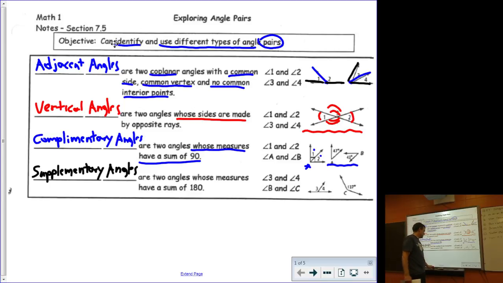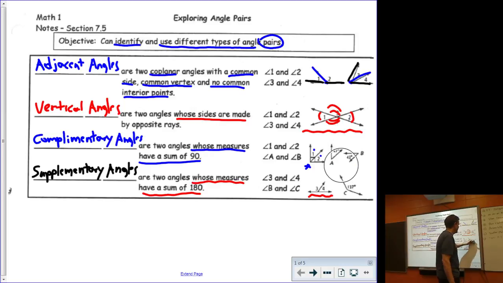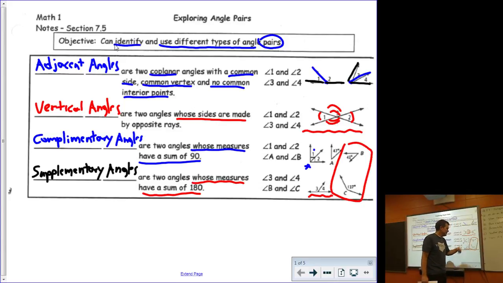And then last up, we have supplementary angles. Supplementary angles are 2 angles whose measures have a sum of 180. So here's an example of 2 angles whose sum is 180 because they make a straight line. Or again, they don't have to sit next to each other. We could just have these 2 separate angles here, 137 and 43. They add up to 180 as well, so angle B and angle C. Therefore, they are supplementary, or they are supplements of each other.